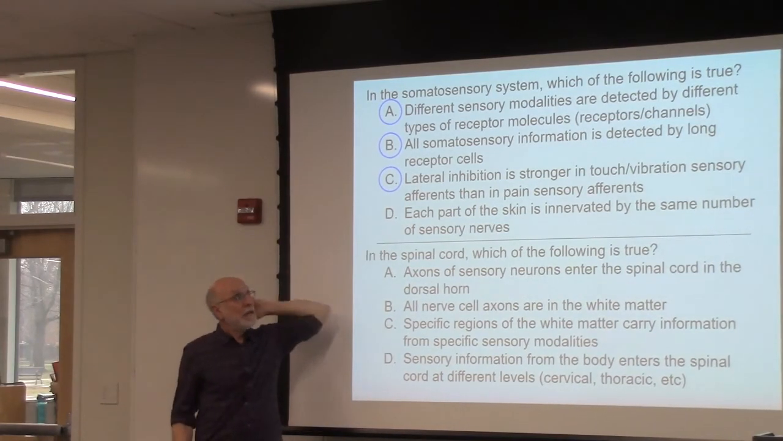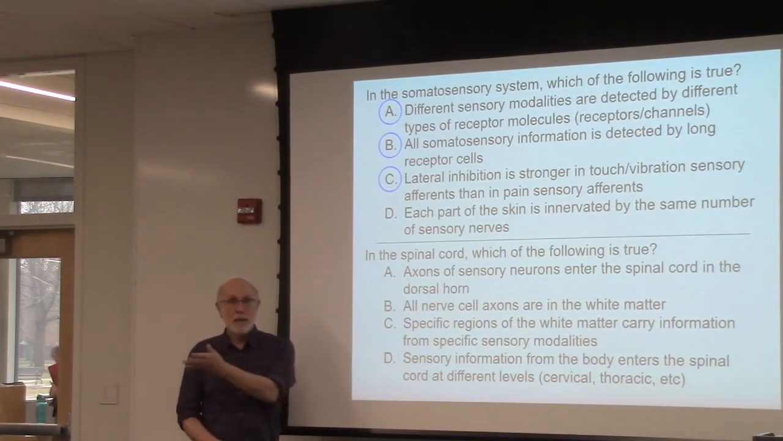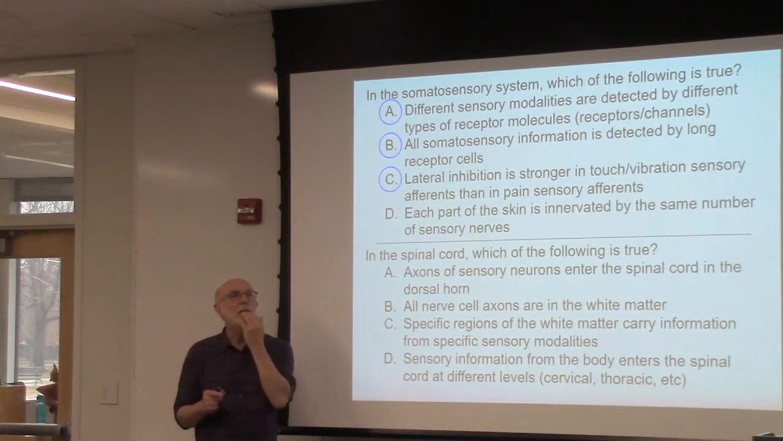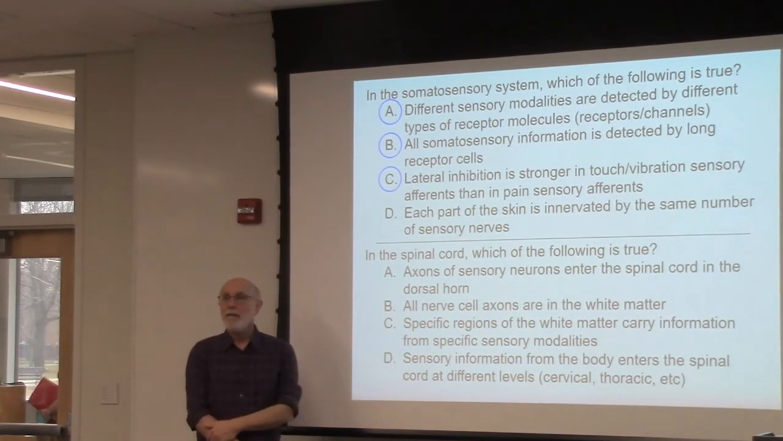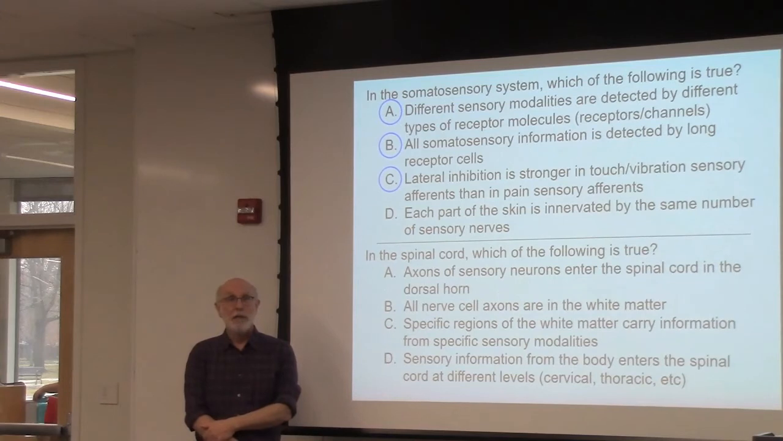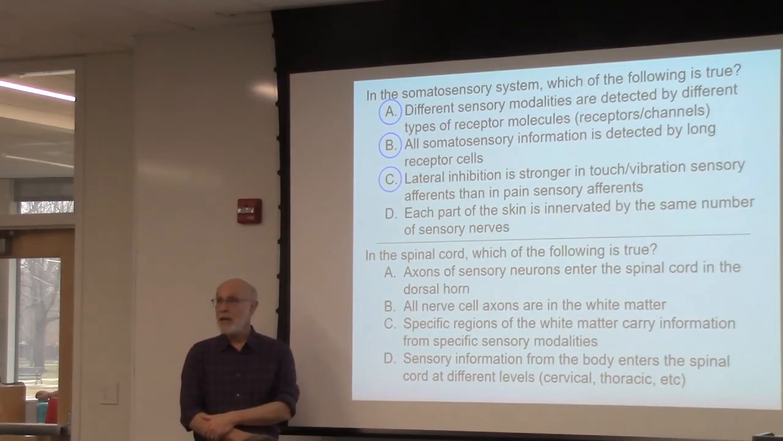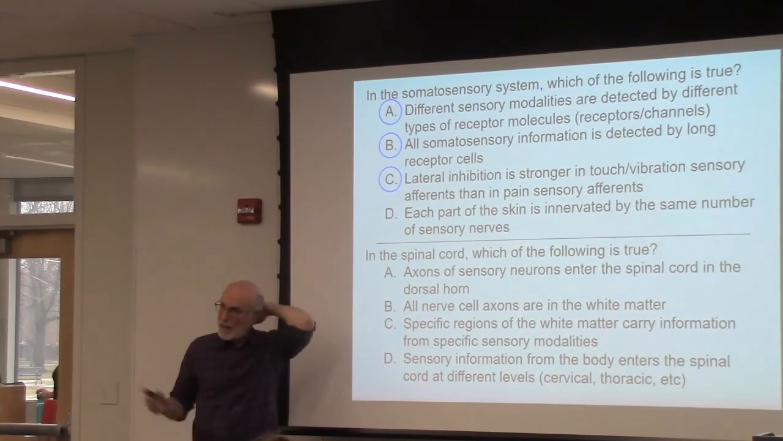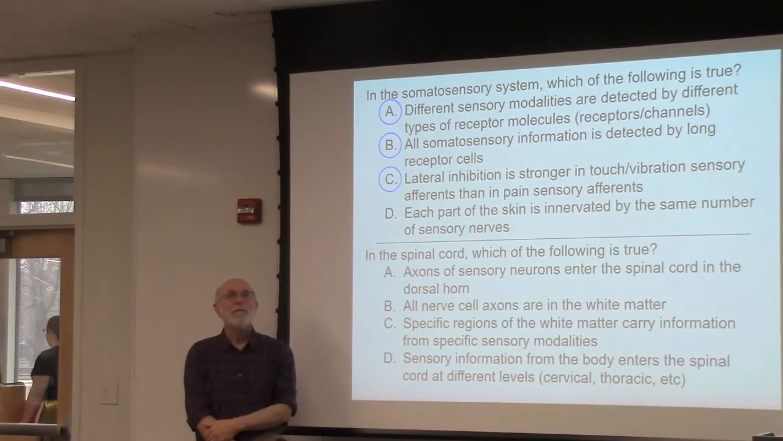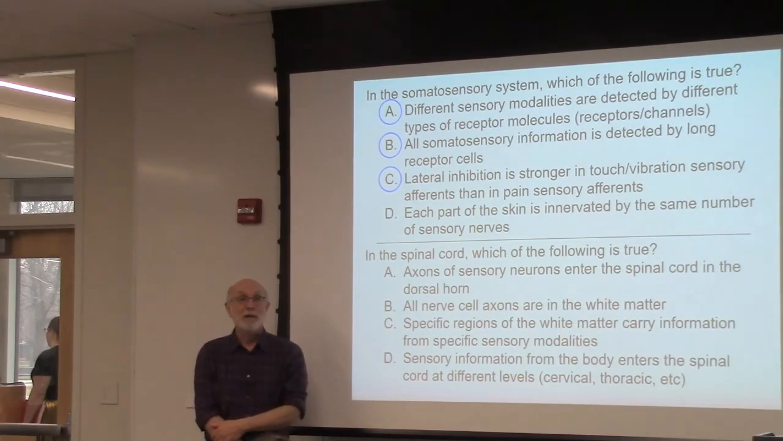Each part of the skin is innervated by the same number of sensory nerves? No, we've demonstrated that the fingertip and the lip and the mouth are innervated by a large number of neurons in order to give us fine sensation, fine discrimination. And the back of the neck is innervated by fewer cells. They have larger fields, fewer cells.